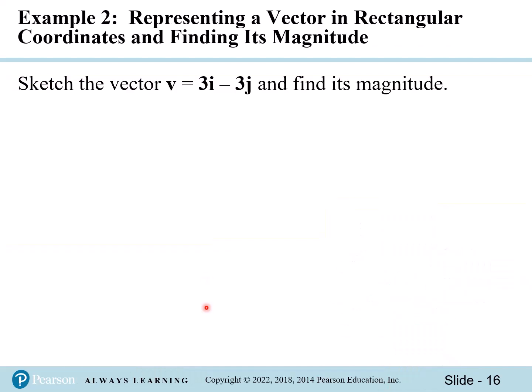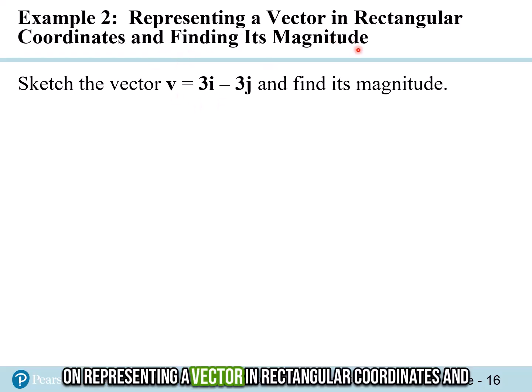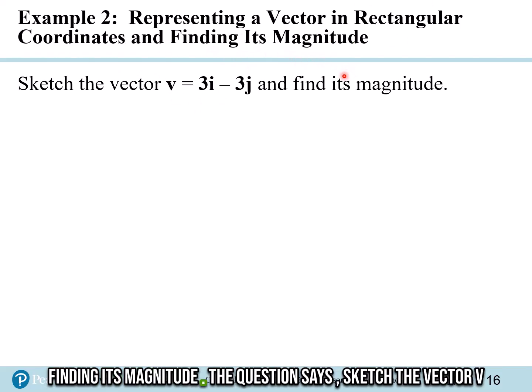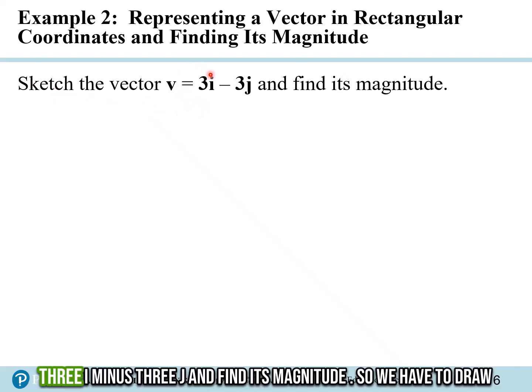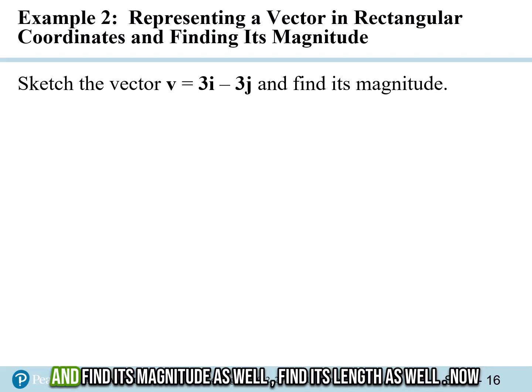All right. We will now go through an example on representing a vector in rectangular coordinates and finding its magnitude. The question says: sketch the vector v equals 3i minus 3j and find its magnitude. So we have to draw the diagram of a vector on the rectangular coordinate plane and find its magnitude as well, find its length as well.